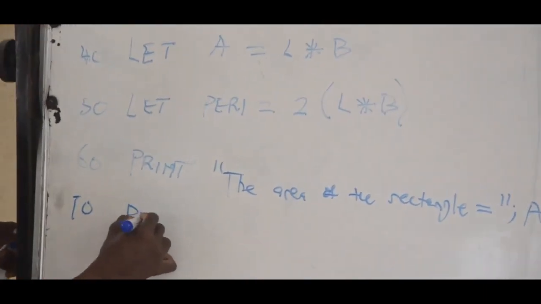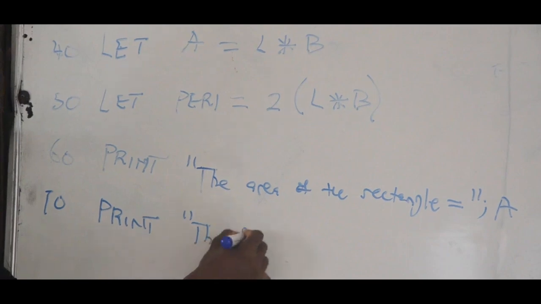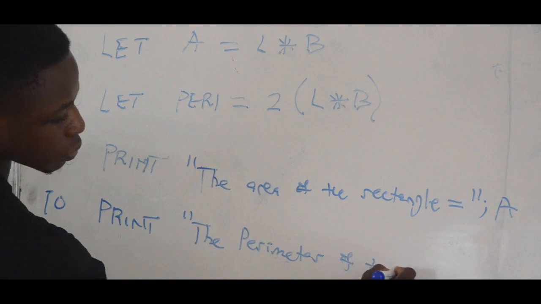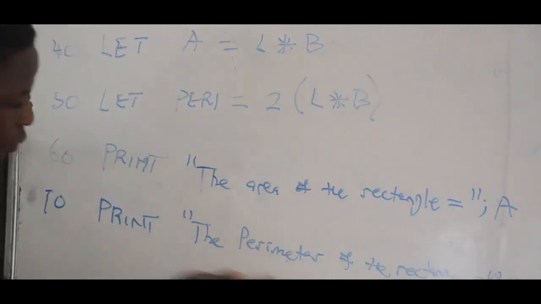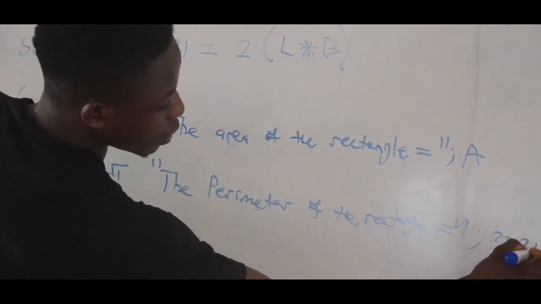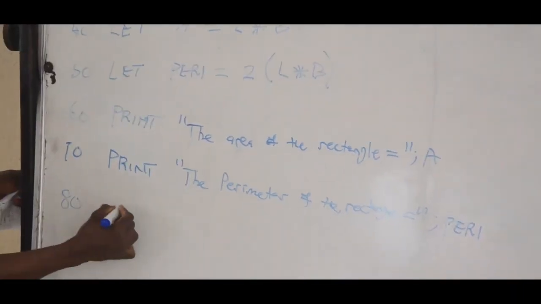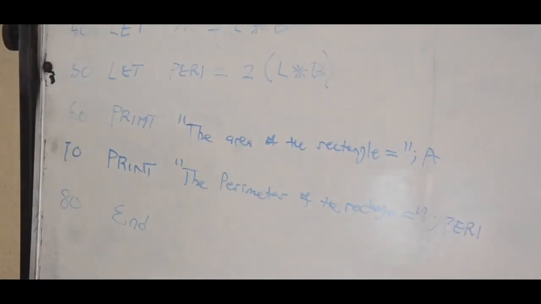Now to print our Peri, that will be line 70. So it will be print the perimeter of the rectangle equals, this has become a string, so Peri. Now we have our line 80, which is END. So this determines the program. That's how you calculate the perimeter and area of a rectangle.